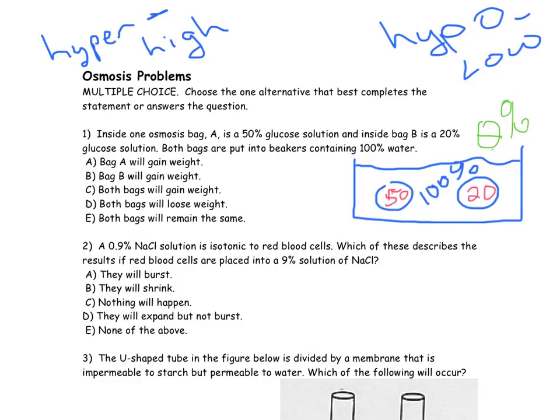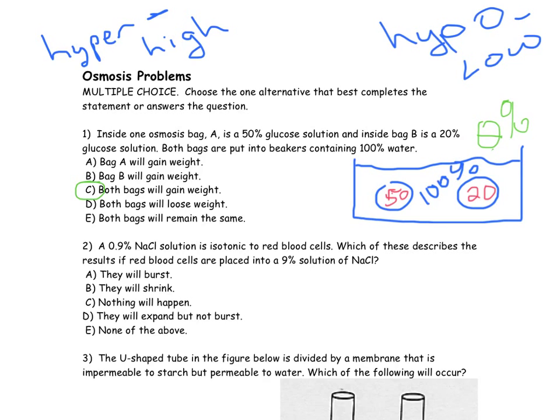So if it's 0% solute, in which direction is the water going to go for both of these? Well, water's going to go in to fill in where there's a higher solute concentration, both of these. If this had 1%, it would still be higher than outside. Water would still rush in, and both would gain weight. So your answer for this is both bags will gain weight, which is C.